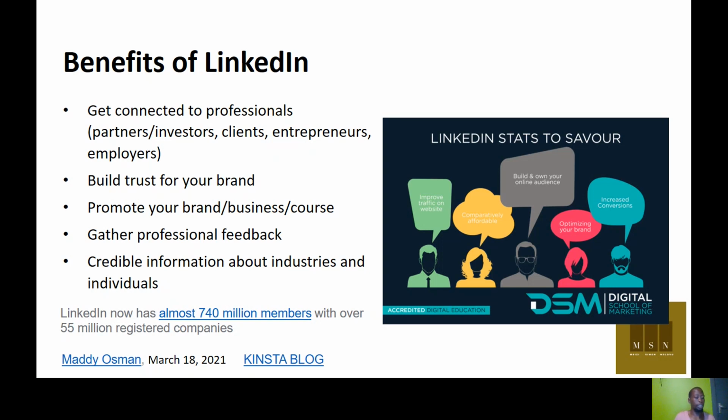And then lastly on this slide, you get credible information about industries and individuals. It's a platform where people share videos of some certain innovation that has just come out, a certain article, a certain cause, some advice on a certain industry or field or particular event. You get different content that really talks to you, that builds you as a person.